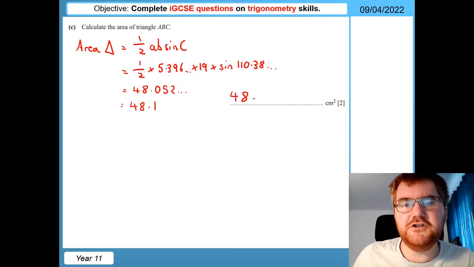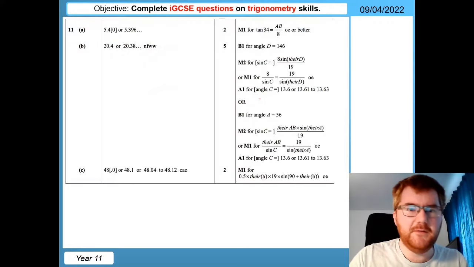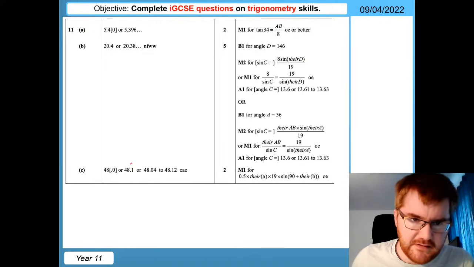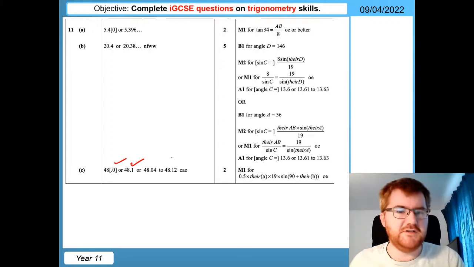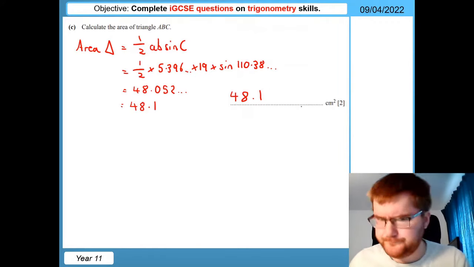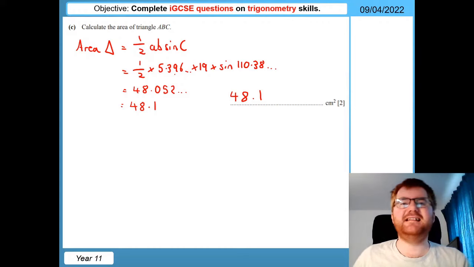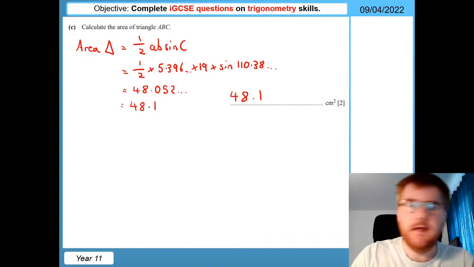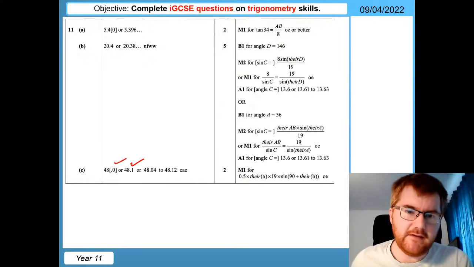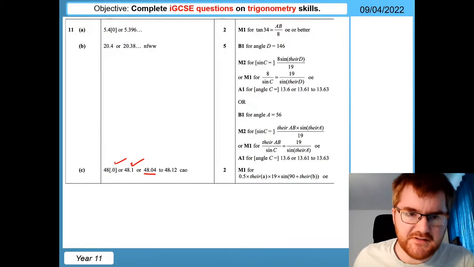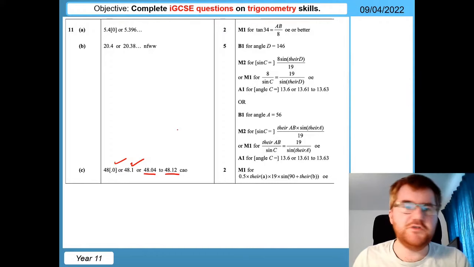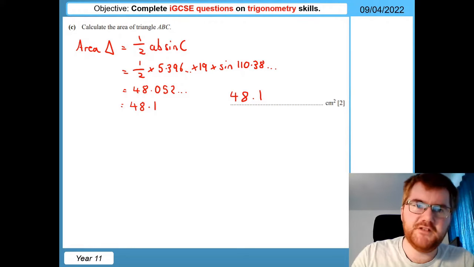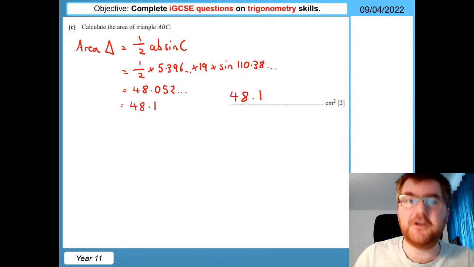48.1. So let's just check the mark scheme and make sure that's accurate enough for the mark scheme. Yes, it is. You can see actually it should be between these two numbers. So both 48.0 or 48.1 is correct. But the best thing to do is try and keep as many decimals in the question as possible, just so you don't miss on any accuracy marks at the end. Notice with the mark scheme here, they give you a range to get it between. So 48.04 and 48.12, which we certainly fit into with our answer of 48.052. So again, try and keep those questions as accurate as possible.